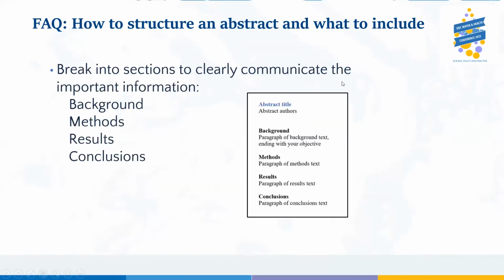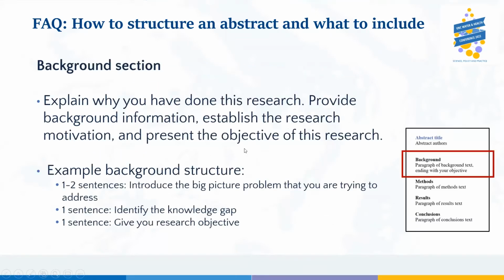We recommend breaking your abstract into sections to more clearly communicate the important information, so it's really easy for reviewers to find exactly what they need to be able to score your abstract. So we recommend sections of background, methods, results, and conclusions, and then going into more detail about what to include in those sections.